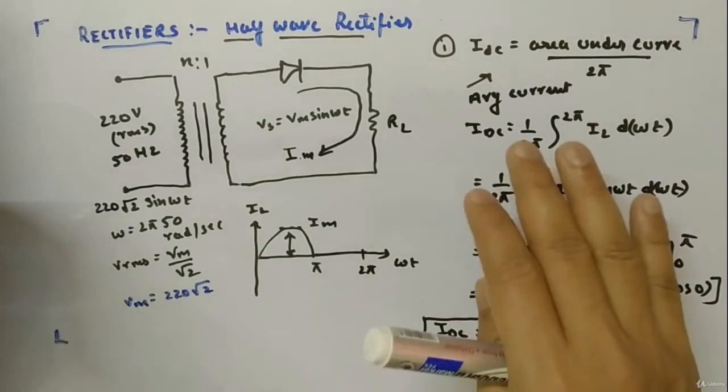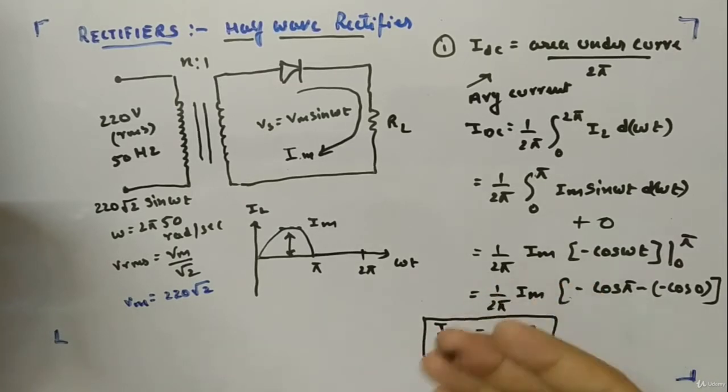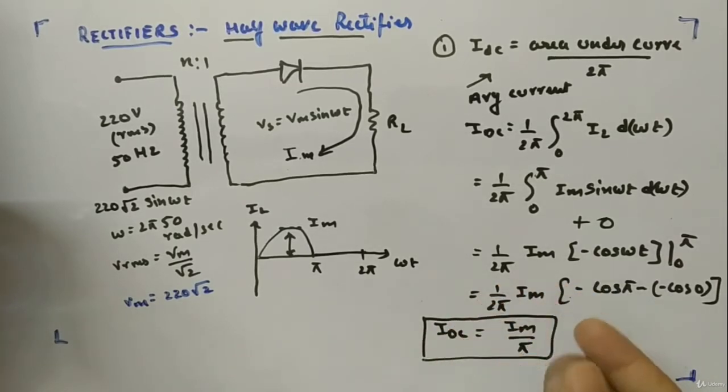So this is the average current of half wave rectifier or IDC current. Sometimes IDC current is also called average current, which is Im by pi. Okay, this is the maximum value Im by pi. So this is the relation you will get.